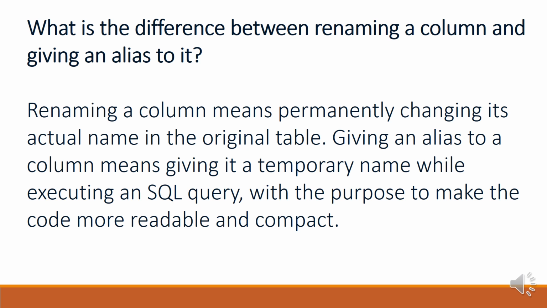What is the difference between renaming a column and giving an alias to that column? Renaming a column means permanently changing its actual name in the original table. Giving an alias to the column means giving it a temporary name while executing an SQL query with the purpose to make the code more readable or more compact.